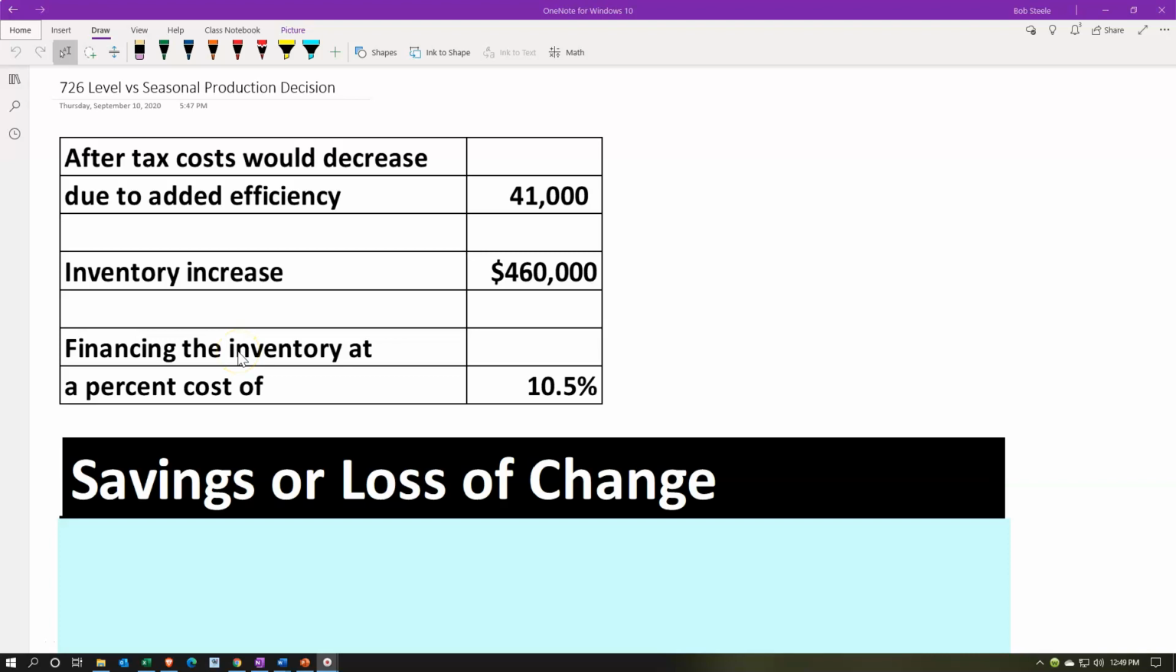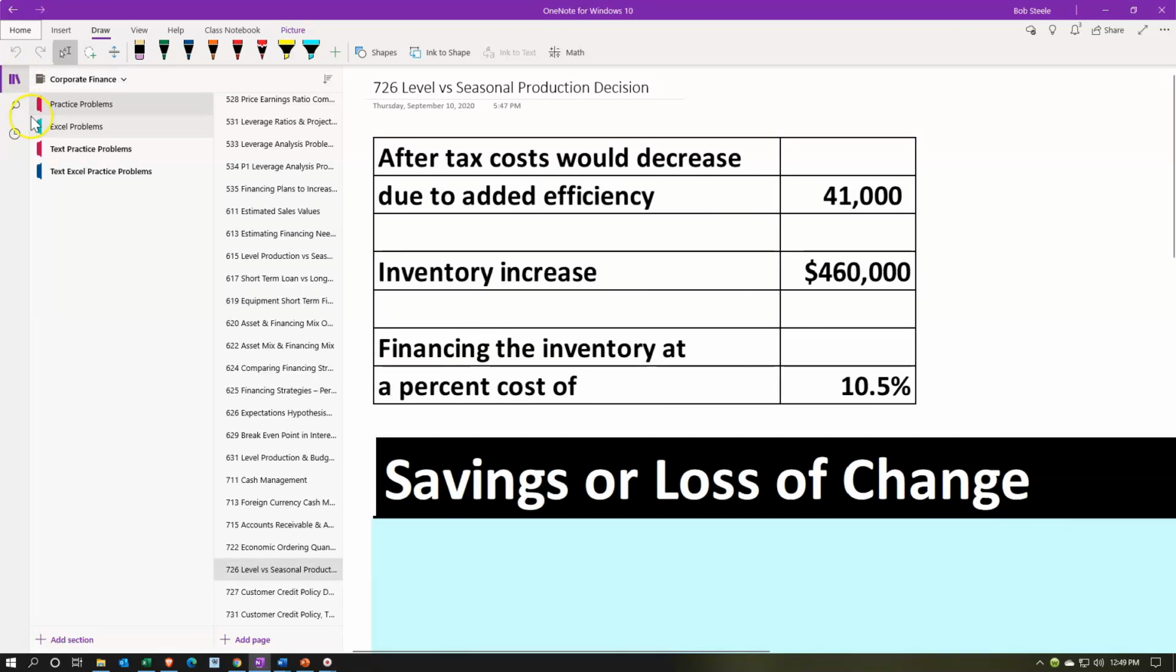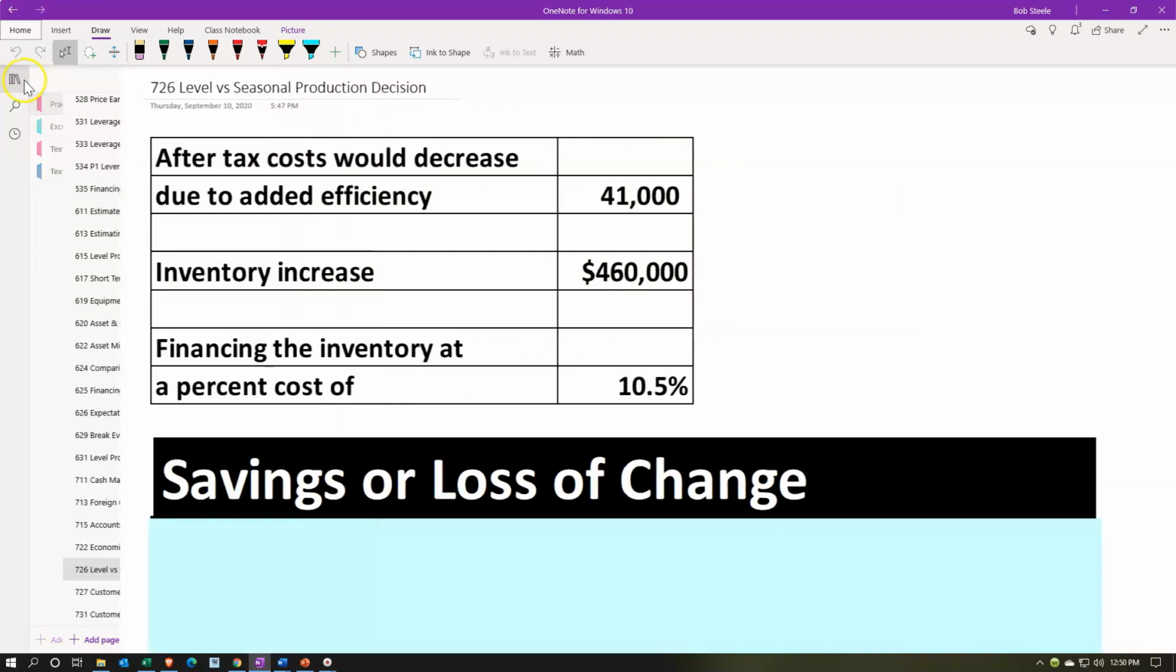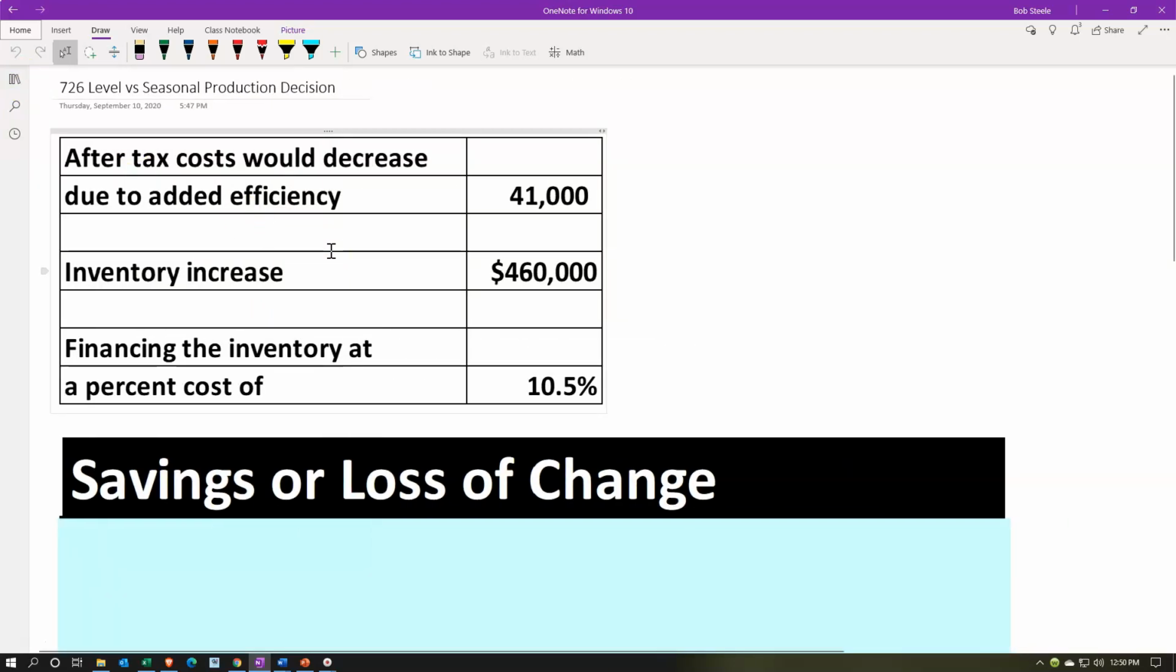Here we are in OneNote. If you'd like to follow along in OneNote, you're not required to do so, but if you have access to it and would like to, we are in the 726 Level versus Seasonal Production Decision in the Practice Problems tab. Closing this back out, we're going to have our information up top. We'll use that to work through the practice problem down below.